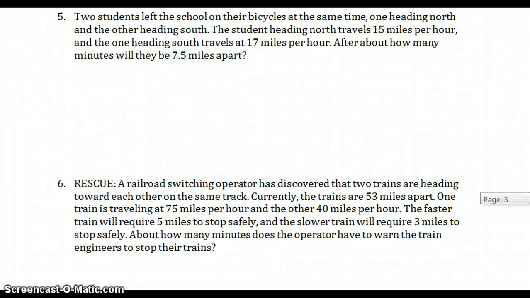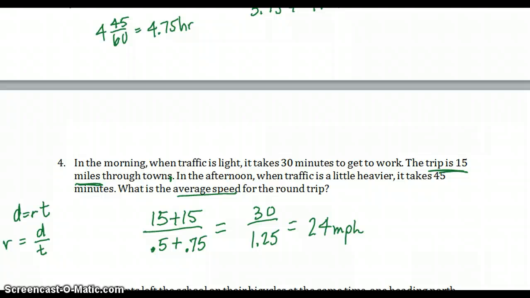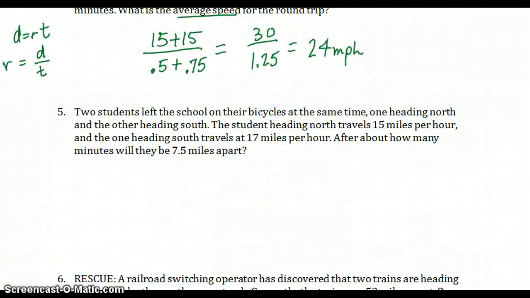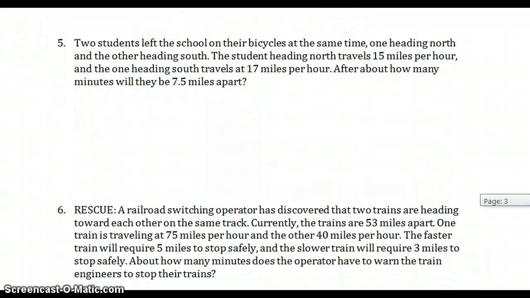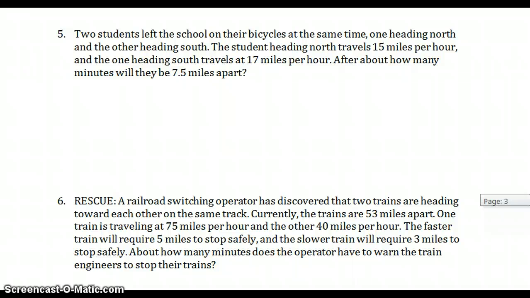All right, moving on to number 5. Two students left school at the same time on their bicycles, and they're going at the same time. One's heading north and the other is heading south. The student heading north is going 15 miles per hour, and the one heading south is going 17 miles per hour. After about how many minutes will they be 7.5 miles apart?